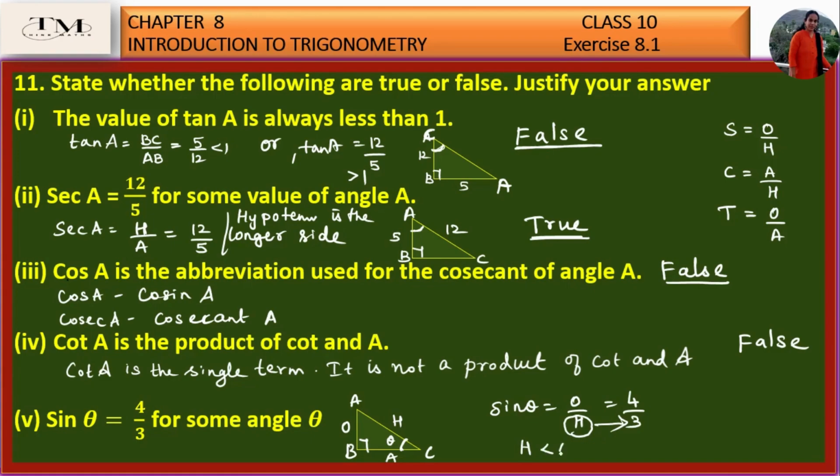Hypotenuse is less than opposite. This is wrong because the hypotenuse is the longer side. So the reason is that the hypotenuse is the longer side, but here the hypotenuse is less than the opposite side. So the solution is false. 4 by 3 is the wrong answer. So for the fifth problem, the answer is false.